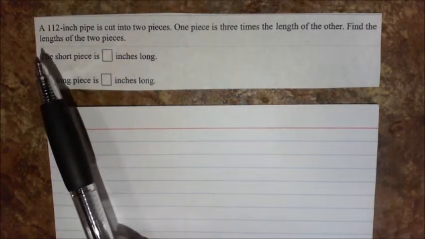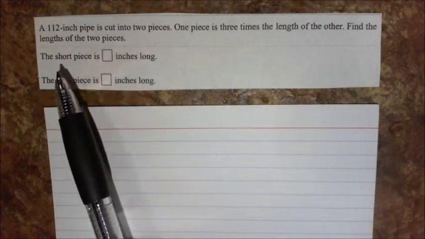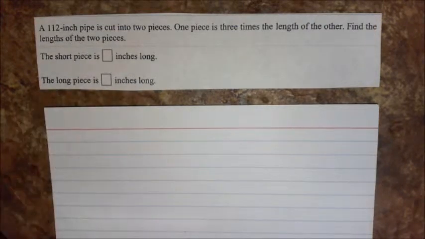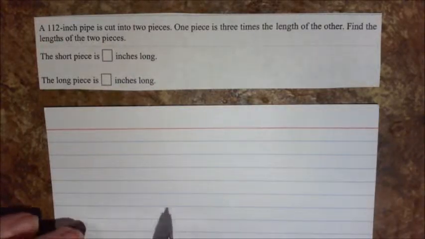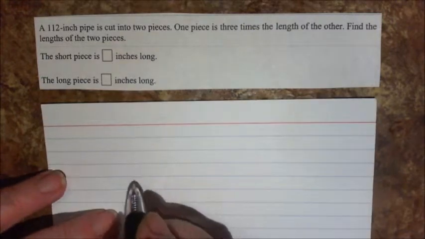A 112-inch pipe is cut into two pieces. One piece is 3 times the length of the other. Find the lengths of the two pieces. So after we read for understanding, we've noticed that this problem is describing a pipe cut into two pieces. So it's often helpful to sketch a picture.